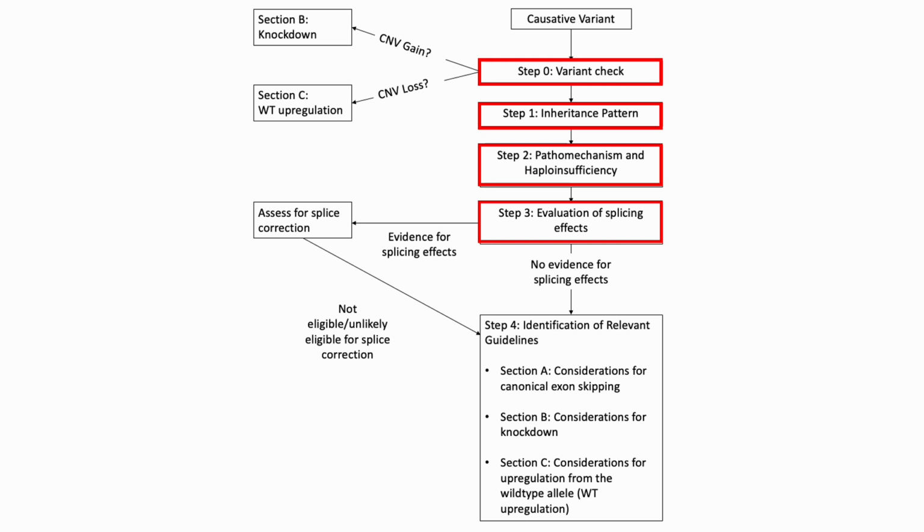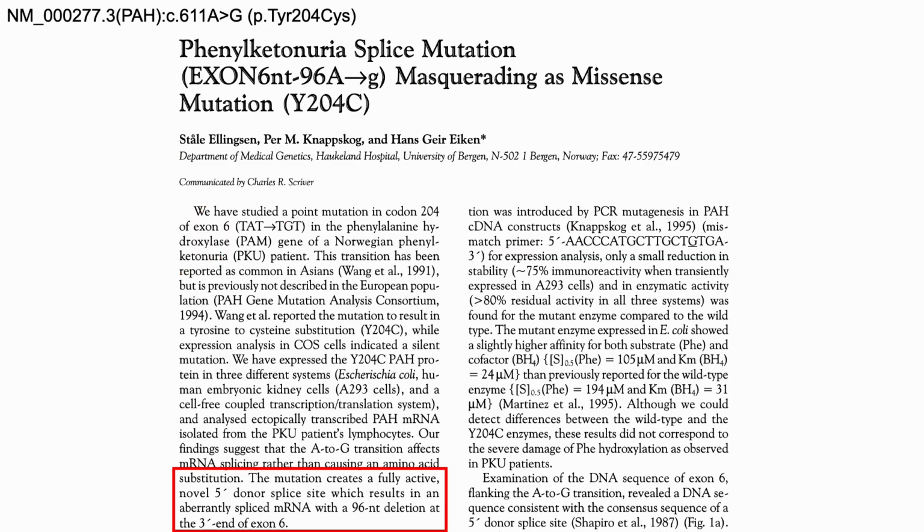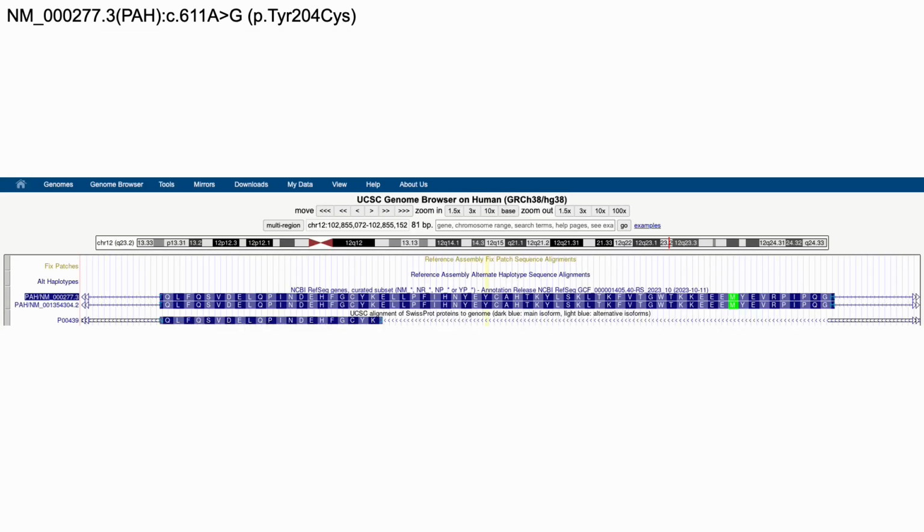Now that we know this variant affects splicing, we can proceed with evaluating the variant for eligibility towards splice-correcting ASOs. Since this is an exotic variant, we need to check the distance of the variant from the canonical splice site and the effects of the amino acid change on the protein. In the same paper by Ellingsen, they noted that the missense mutation itself resulted in a small reduction of protein stability and enzyme activity, and the loss of function effect is mainly a result of the alternate splicing.